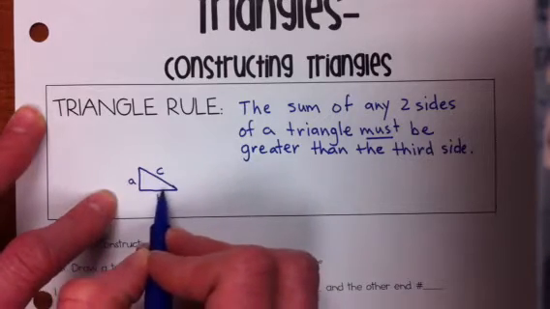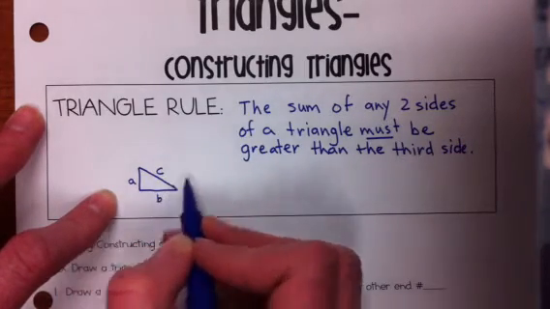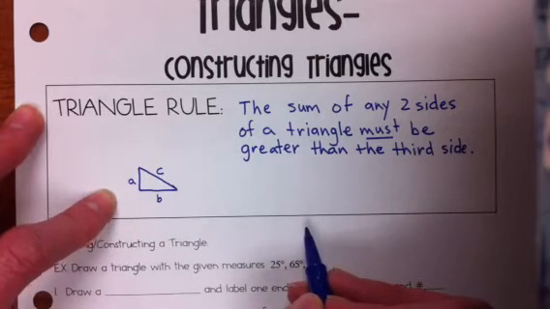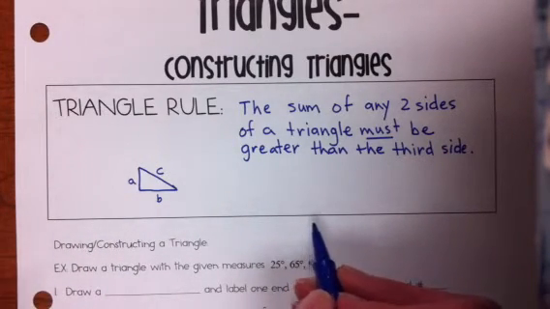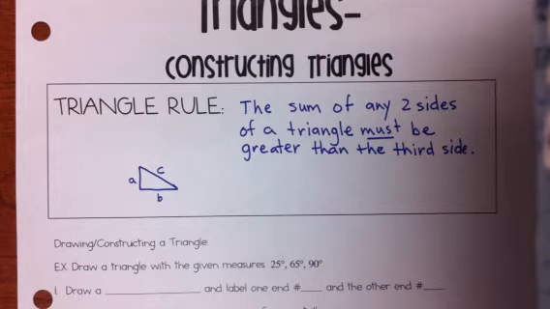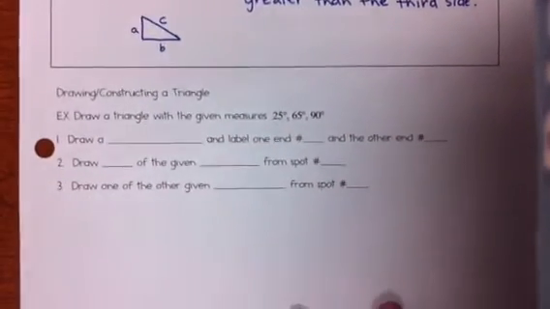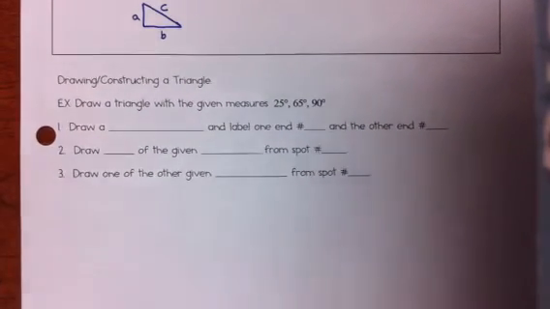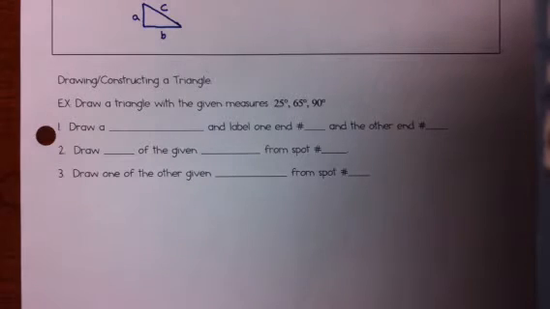And just by looking at this, you can tell that that's really what's going to happen, but it's a rule, and it's important when we're constructing and drawing triangles, or determining if certain numbers will create triangles. That's really where we see it. All right, so let's go down here and talk about drawing and constructing a triangle. So when we do this, we have some steps. My example is to draw a triangle with the given measures 25 degrees, 65 degrees, and 90 degrees.